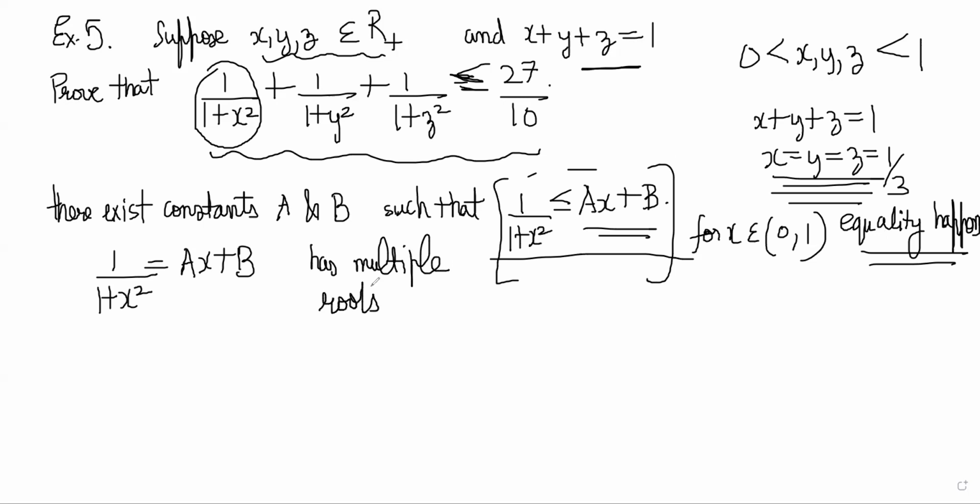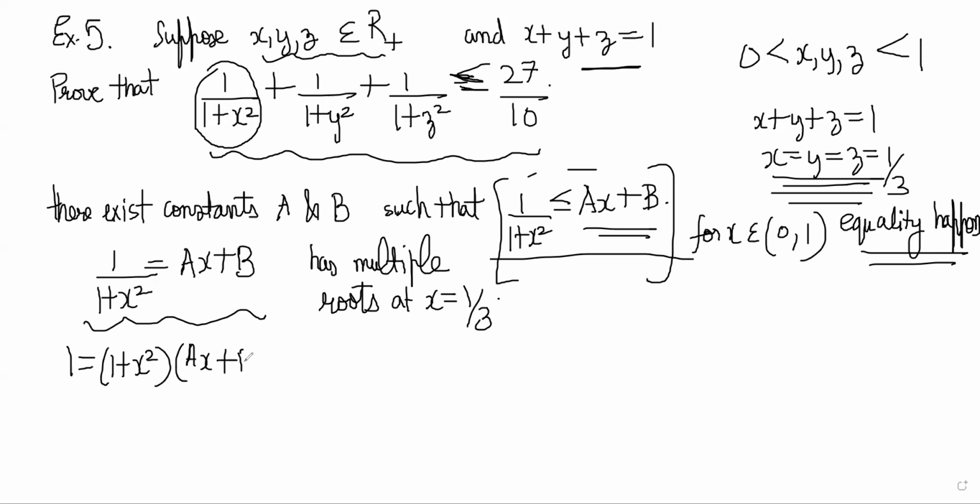Multiple roots because it happens for x also, y also, z also. Multiple roots at x is equal to 1 by 3, right? So this equation, basically you can rewrite now. We can say 1 by 1 plus x square is equal to ax plus b.